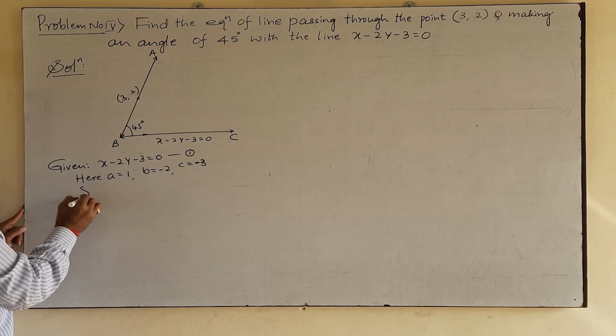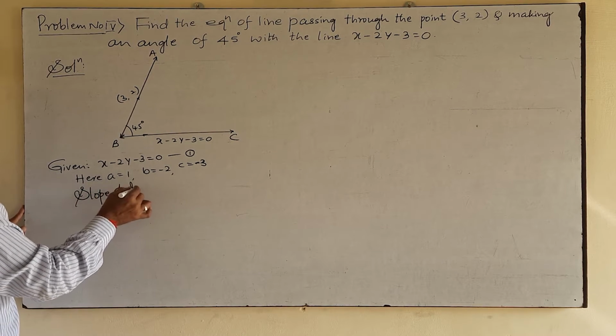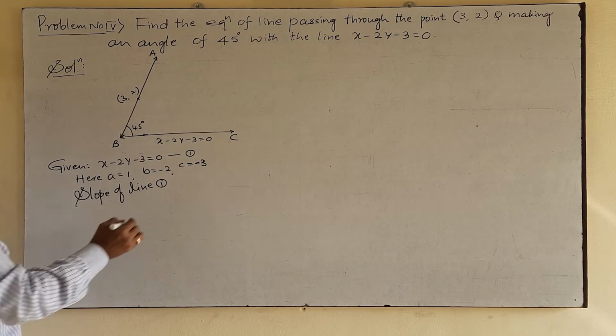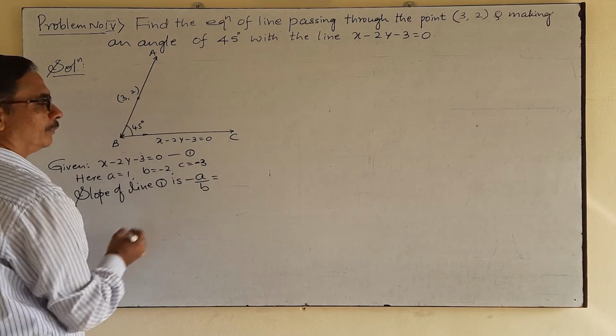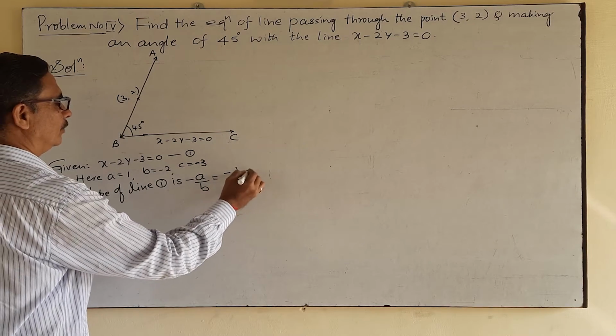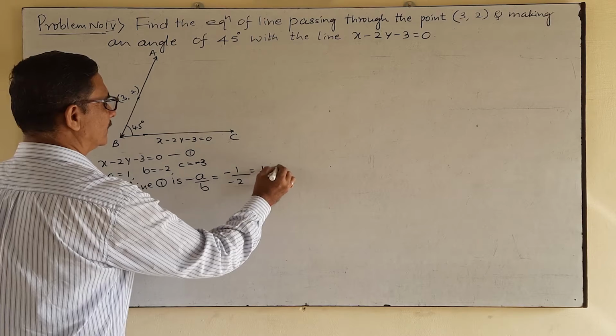Okay, now slope of given line. How to solve slope of line? It is in the form ax plus by plus c. You know the formula. Slope of the line is minus a upon b, minus a value 1, b value minus 2, that is plus 1 by 2. Call it as say m1.